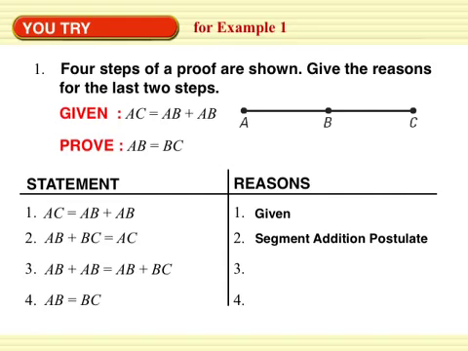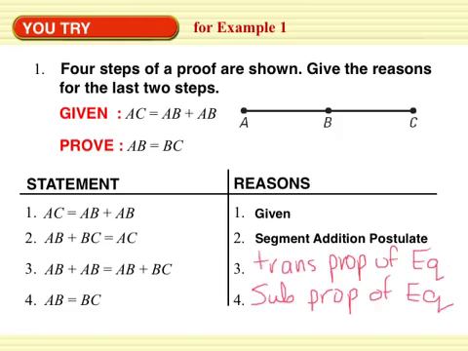Try to figure out the reasons for these last 2 steps and push pause. There we go. Let's go through this. AC equals AB plus AB. AB plus BC equals AC. So transitive, we know these 2 things are the same, so I can say AB plus AB equals AB plus BC. Okay, it's the transitive property of equality. Then I can subtract AB from both sides, and I'm left with AB equals BC.